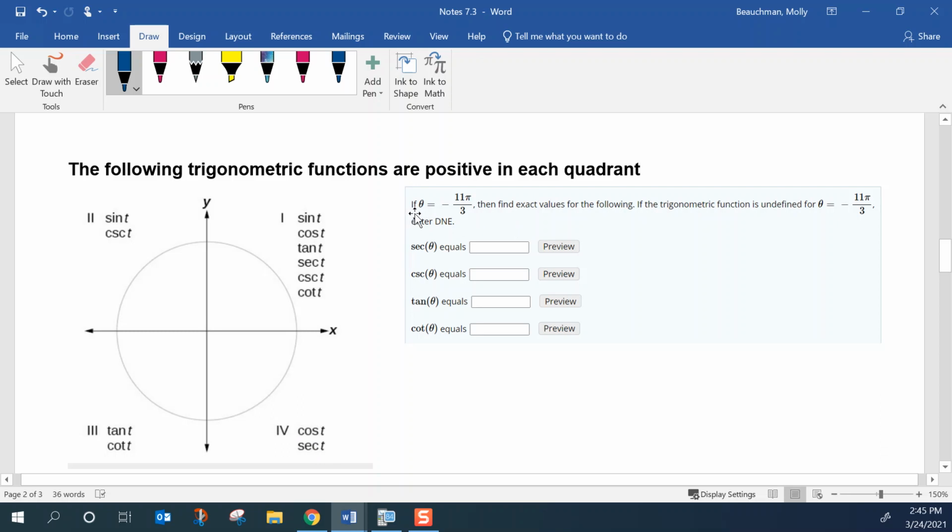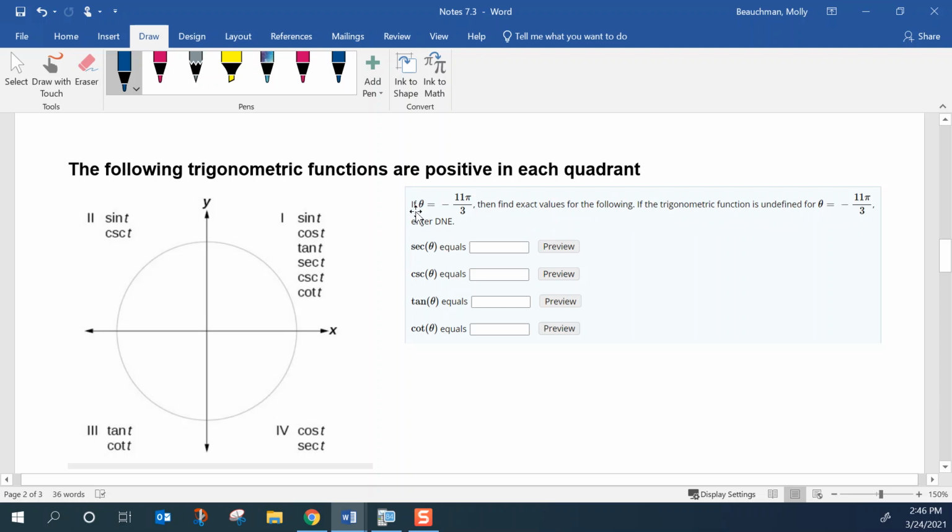So if you've got an example, if theta equals negative 11 pi over 3, then find exact values for the following. If the trigonometric function is undefined, for theta equals negative 11 pi over 3, enter does not exist.